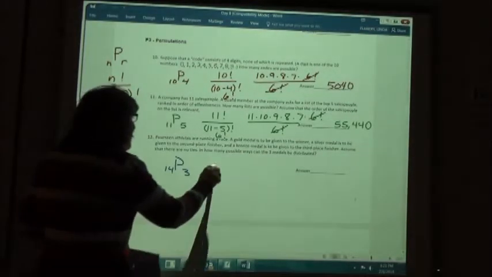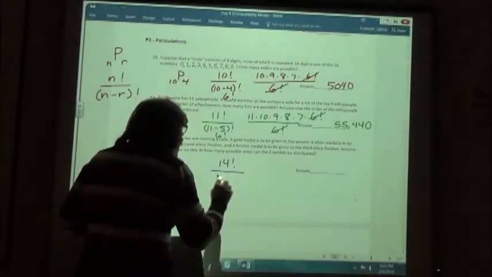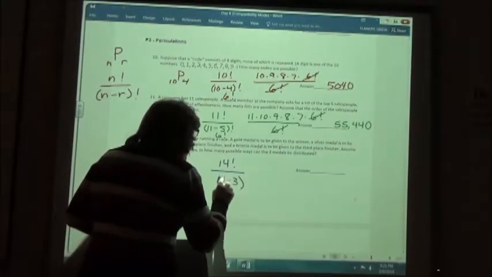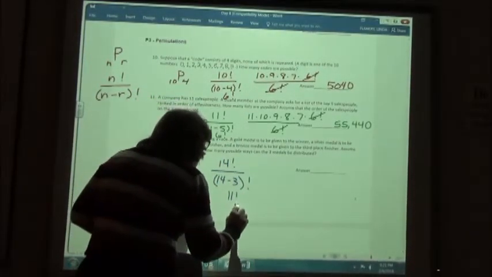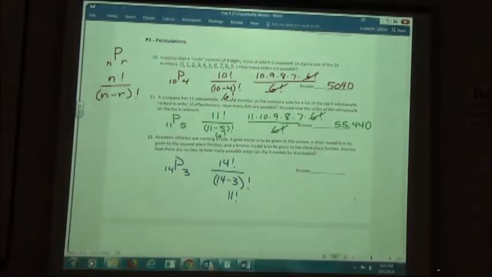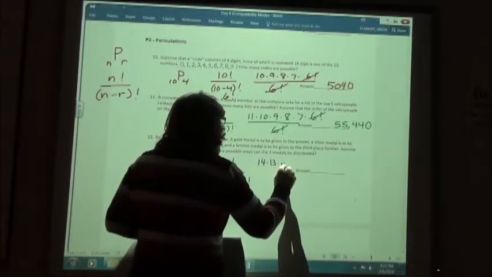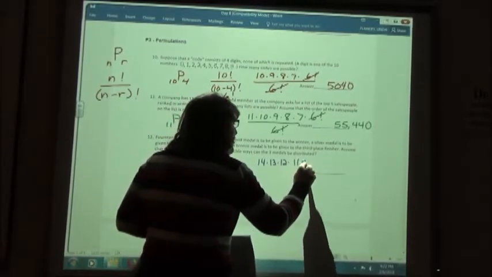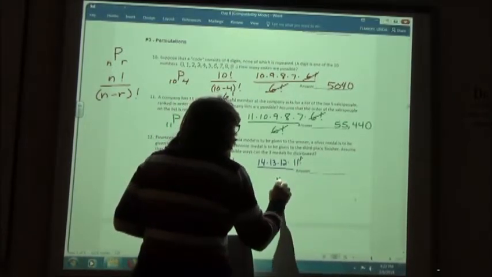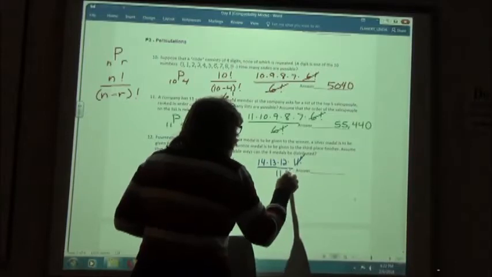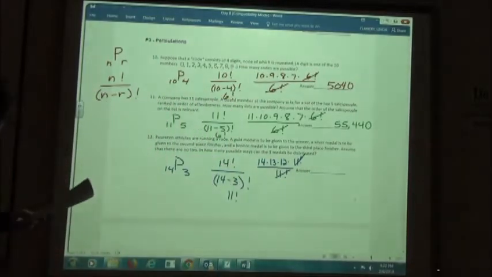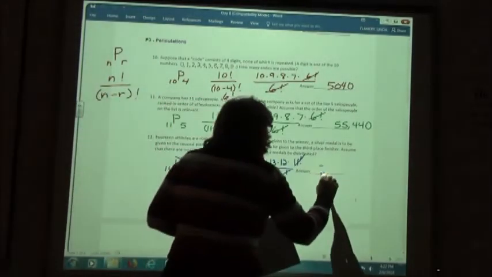So 14 factorial over 14 minus 3 factorial, which would be 11 factorial. So we're going to have 14 times 13 times 12 times our 11 factorial, which is going to cancel out. 2,184.